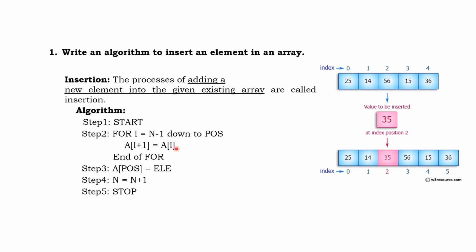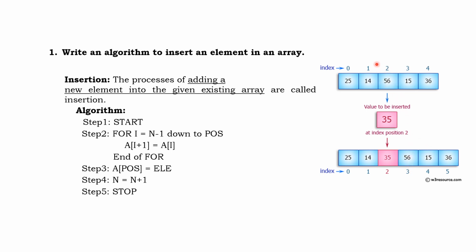Here A[i] is A[2]. So shift the element at i into i plus 1. Shift the element first 4 into 5, then 3 into 4, the position of 2 into 3.